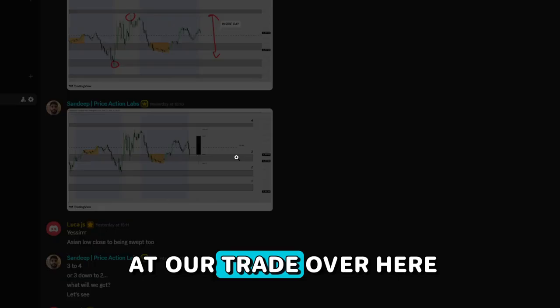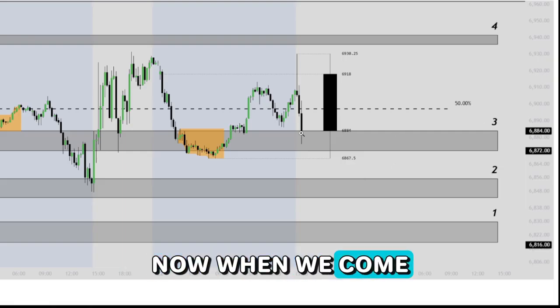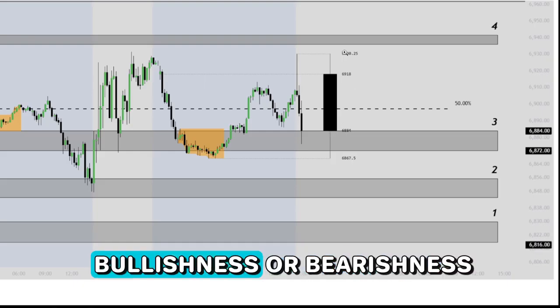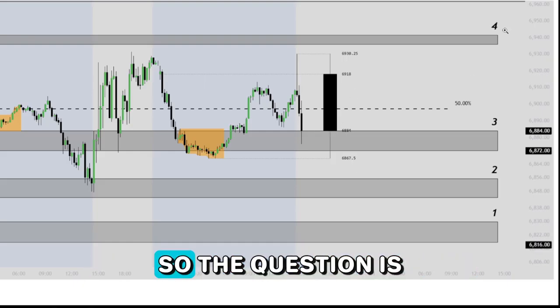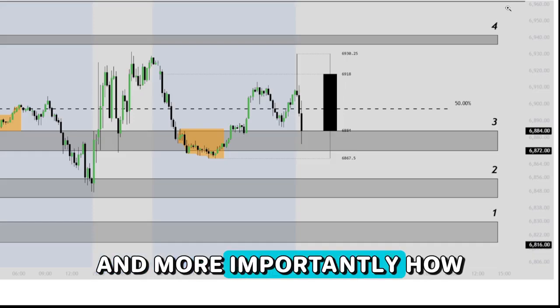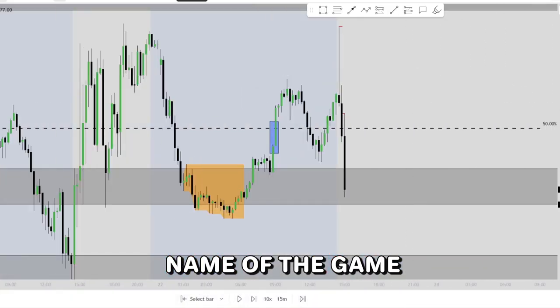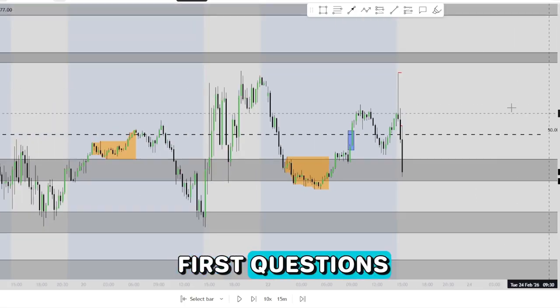Now, if we look at our trade over here, what was really going on is we tapped into key level 3. When we come into key level 3, we can either have bullishness or bearishness. So the question is, how do you find that key level? And more importantly, how do you know whether to go long or short, right? Because that is the name of the game. So let's answer people's first questions.